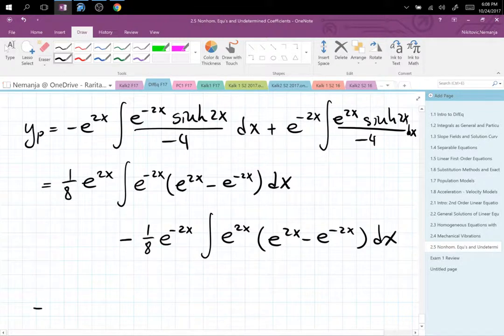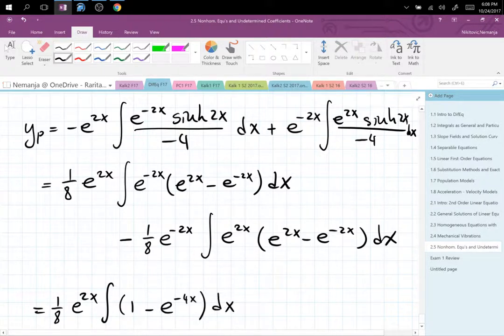And now, 1 over 8 e to the 2x times the integral. Now, when this multiplies, this becomes 1 minus e to the negative 4x dx, and then minus 1 over 8 e to the negative 2x times the integral of e to the 4x minus 1 dx.